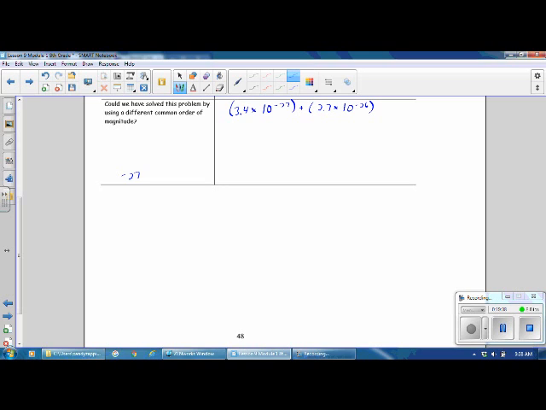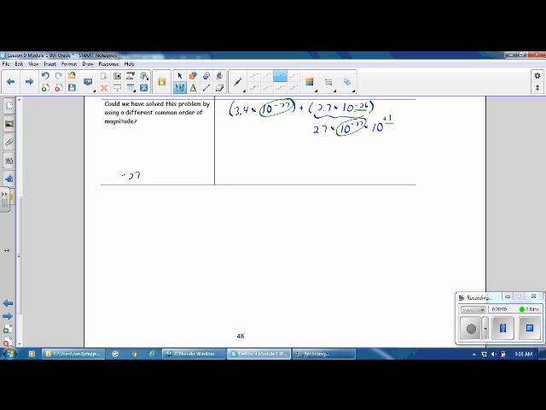So what we want to do is rewrite this part of the problem this time. So we want 2.7 times 10 to the negative 27 times 10 to the blank. And the reason we're using 10 to the negative 27 is so that we have a common order of magnitude. Then these two exponents together need to add to negative 26, and so this must be a positive 1.